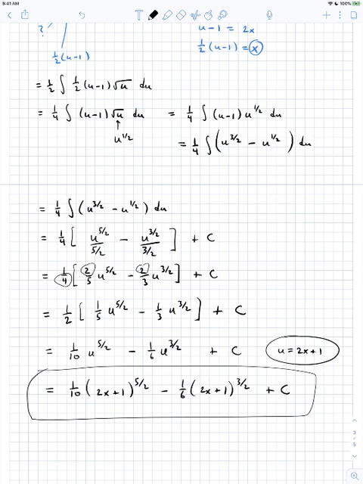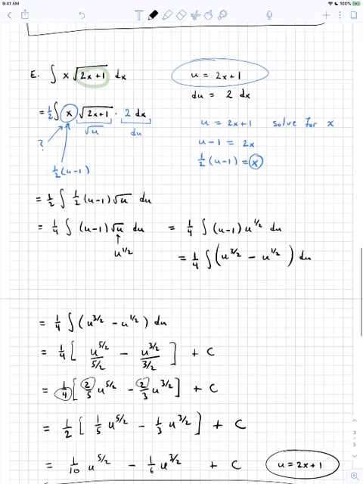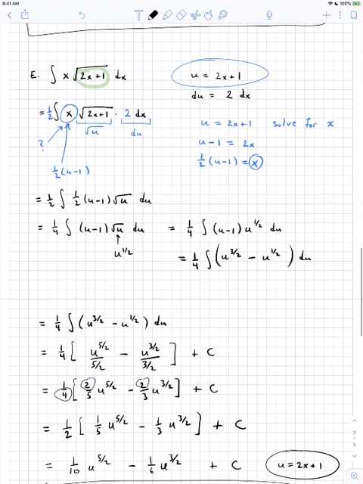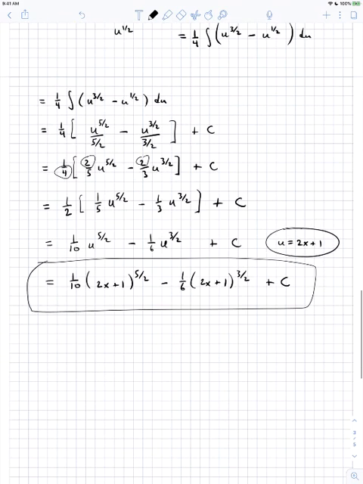There's actually another way to do this one, which is perhaps not an obvious way. Let's do this problem in a different way. So this is an alternate method for this example. This is what we call a rationalizing substitution.